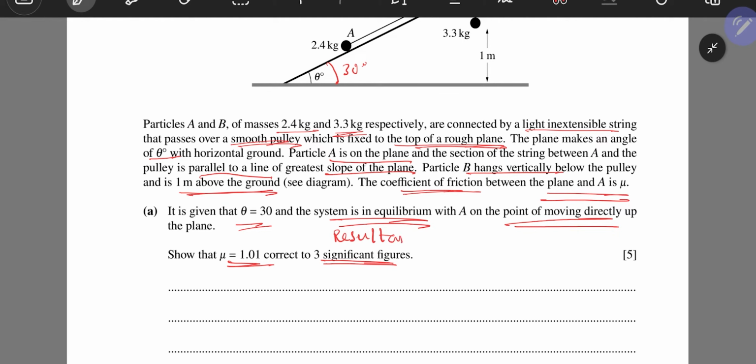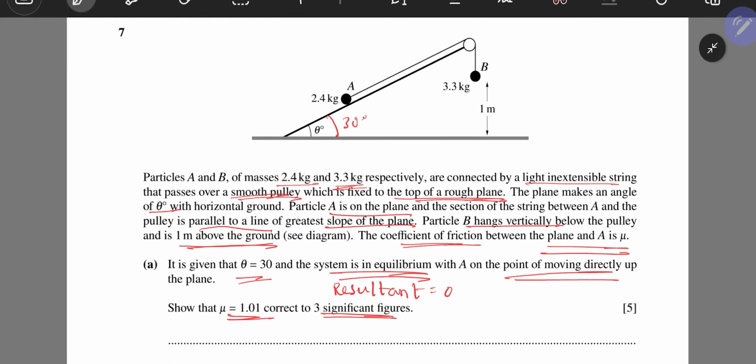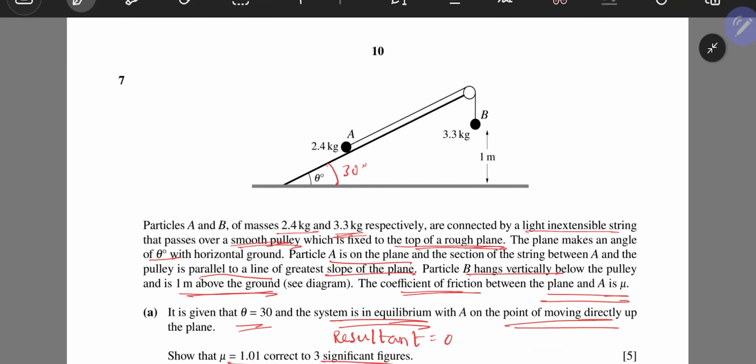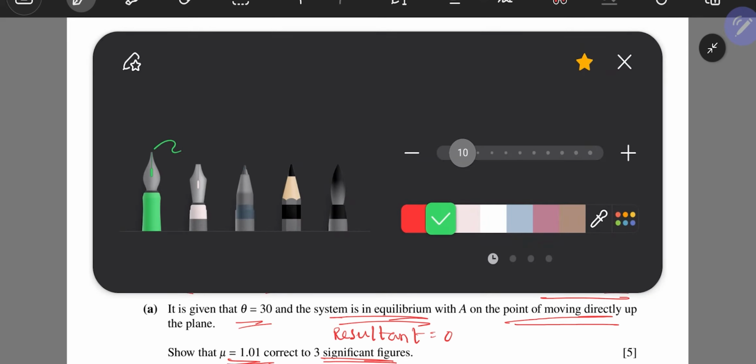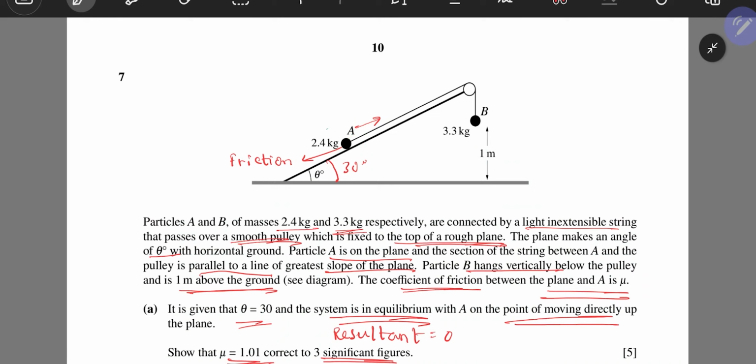Resultant equals zero, and A is on the point of moving up. Since A is on the verge of moving up, friction will be opposite, so friction will be downwards. Another force that is going to be downwards is, of course, the component of weight, which is mg sine theta. That is given.